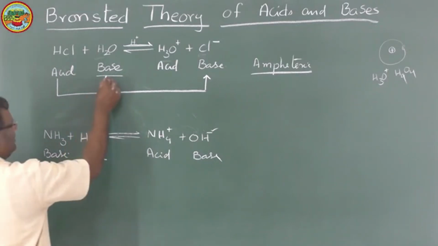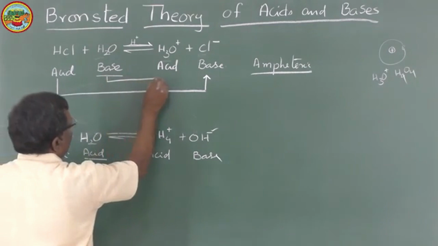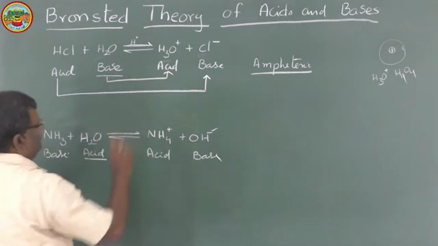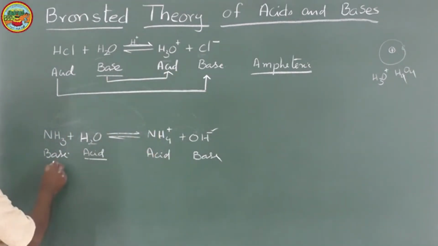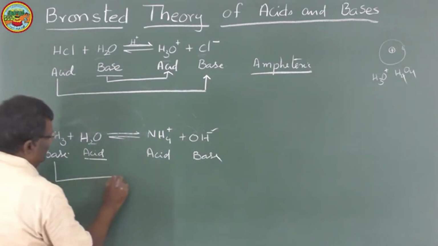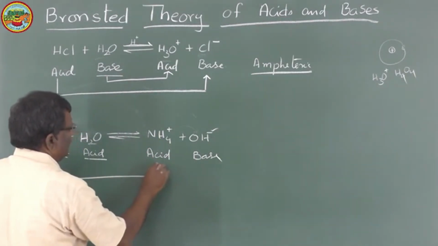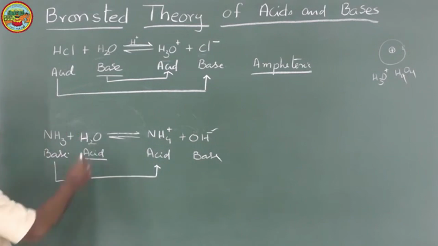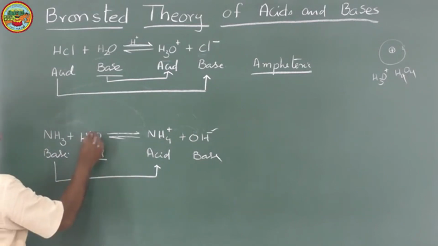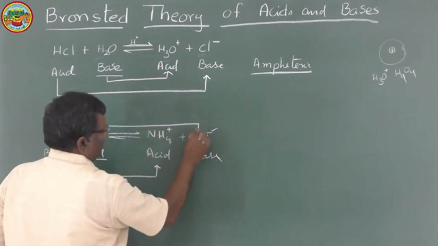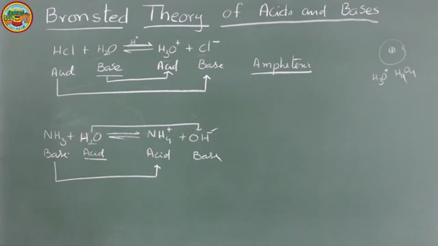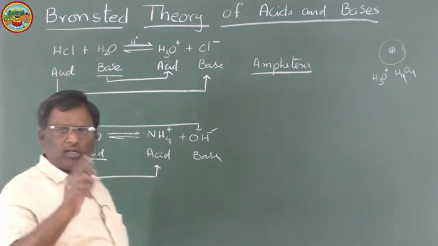H2O is a base. By accepting a proton, it acts as an acid. Similarly, here NH3 is a base. By accepting a proton, it will convert into an acid. H2O is an acid. By donating a proton, it will convert into a base. So here, in all these four acid-base pairs, the difference between acid and base is one proton.